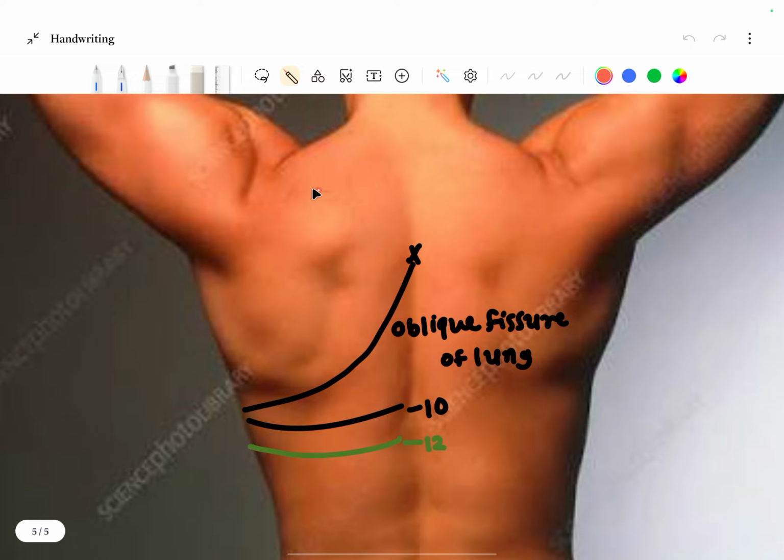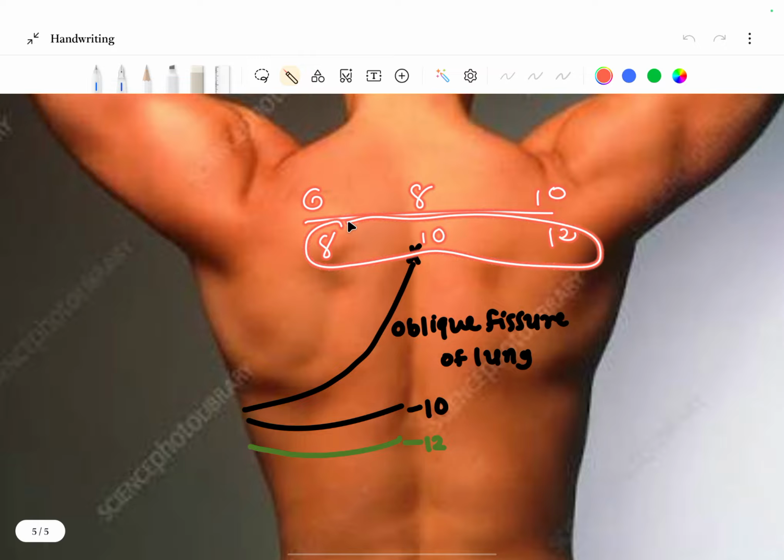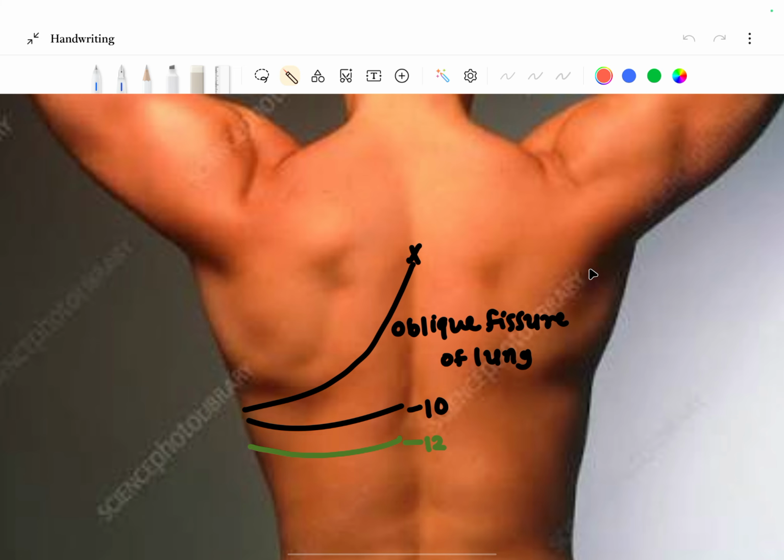As we descend, the lung is at 6, 8 and 10. Just like that, add 2 more: 8, 10 and 12. This will be for the pleura. Means at the mid clavicular line, the pleura is at the 8th costal cartilage, 8th rib. Then in the mid axillary line, the pleura is at the 10th rib, and at the paravertebral line, the pleura will be at the 12th rib.